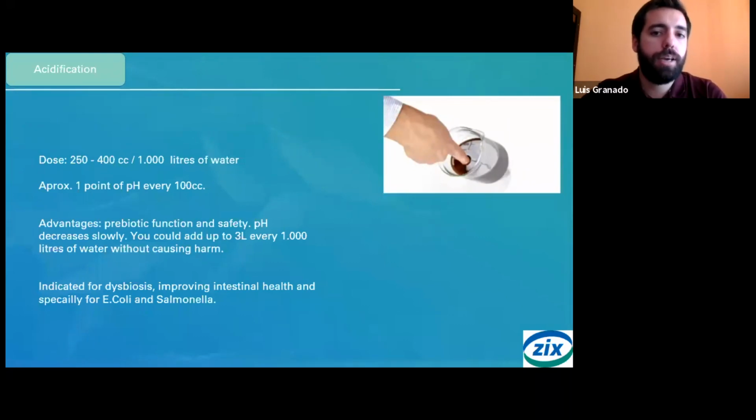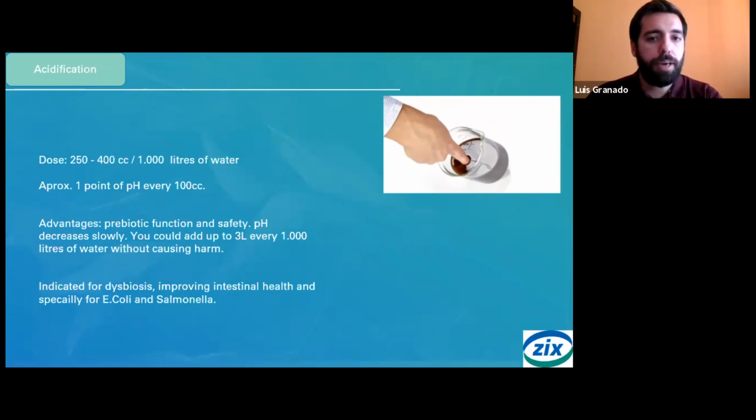Then in this case, when working with A6 Plus, which is the one with organic acids, we will be working with doses from 250 to 400 milliliters every 1,000 liters of water, okay? Every 100 milliliters of product, we will approximately be decreasing a point of pH, more or less. But remember that in this case, this is not our objective when we are using this product. Here, we are looking for a slow and long release of hydrogen protons that will provide us with the intestinal benefit.